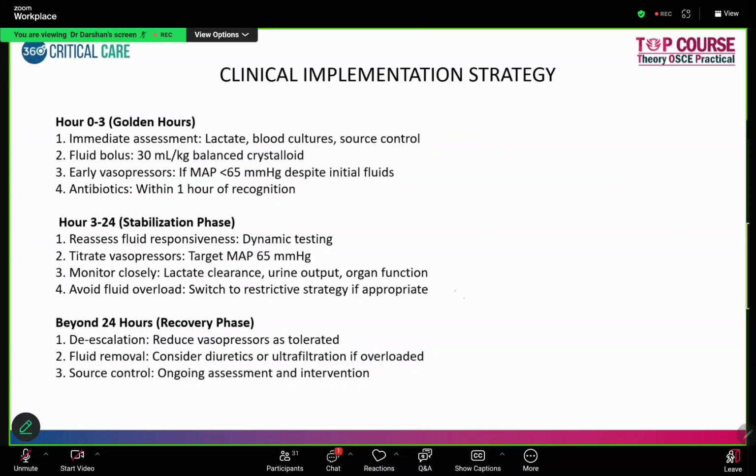Usually 0 to 3 hours is fluids, 3 to 24 hours you stabilize this patient and start the patient on vasopressors, and in the 24 hours and beyond, you might have to de-escalate the patient. So this is basically how you can go about a protocolized approach for fluid therapy in sepsis.